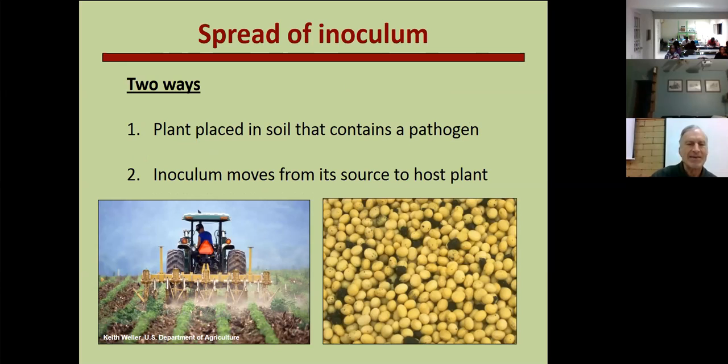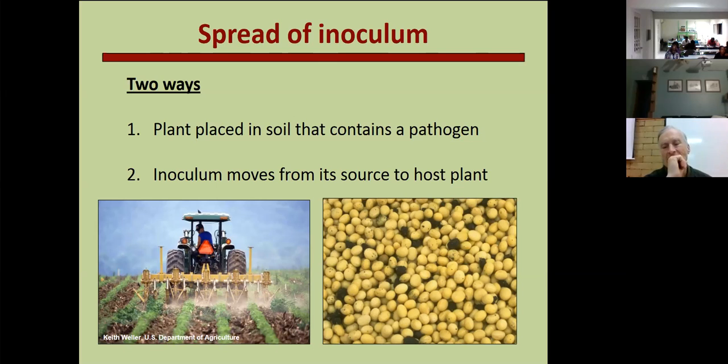So either the inoculum can be in the soil and the plant goes to it, or the inoculum can move to the plant. That's basically what this is. So in the picture on the left, cultivating a field, and if there's diseased plants in that field, then that disease could be spread to other plants in the field by movement of the cultivator. You know, spores or whatever bacteria can get onto the cultivator and then rub off onto other plants.